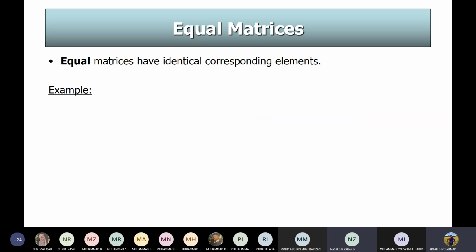Bagus. So equal matrix is a matrix where you have identical corresponding elements. Maksudnya size matrix dia sama dan elemen dalam matrix tu pun sama. That is what we call as an equal matrix. So if for example you have this matrix 1, x, y and 3 is equal to 1, 2, 7 and A. So order of the matrix sama. 2 kali 2.